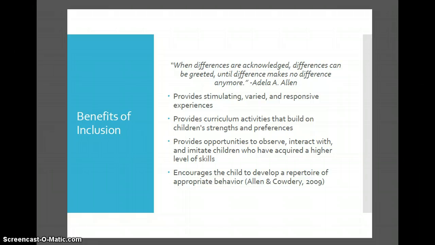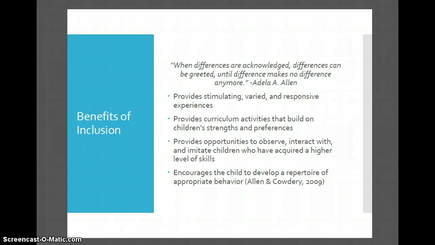That's really important to know, and you're going to do some reading this week that's going to give you a chance to see that and to think about that a little bit more. But when inclusion is implemented successfully, there's a myriad of benefits. There are a lot of benefits that are there. I wanted to share this quote with you that's at the top of the slide here. When differences are acknowledged, differences can be greeted until difference makes no difference anymore.